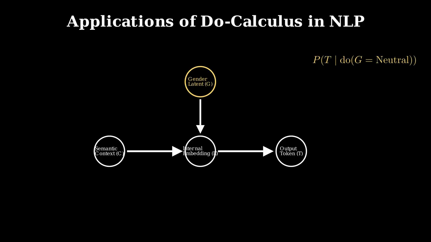Do calculus dictates that we instantly slice away the incoming correlation path. This surgical manipulation breaks the toxic association without destroying the network's general linguistic intelligence. The modified internal embeddings produce balanced outcomes. Through do calculus, we transition natural language processing away from simple superficial pattern matching and toward verified, robust structural accountability.